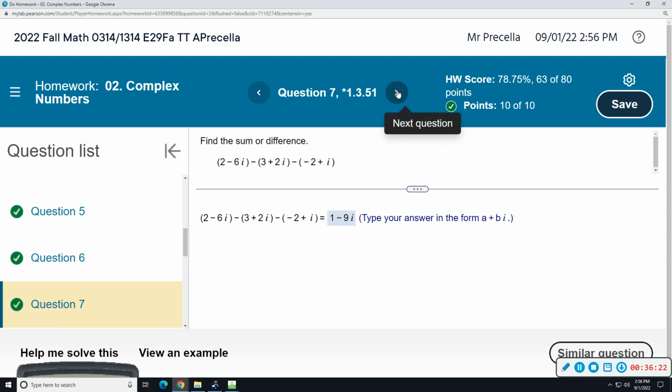Adding and subtracting complex numbers is just combining like terms. Combine the real numbers, the things without the i's, then combine the i's.